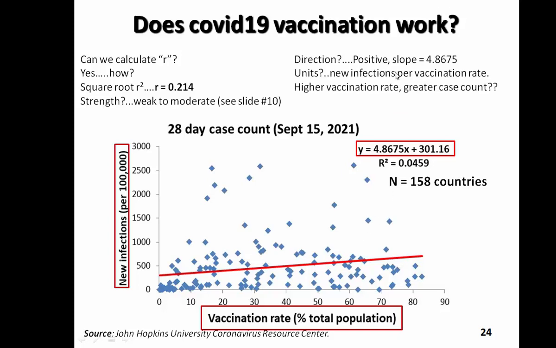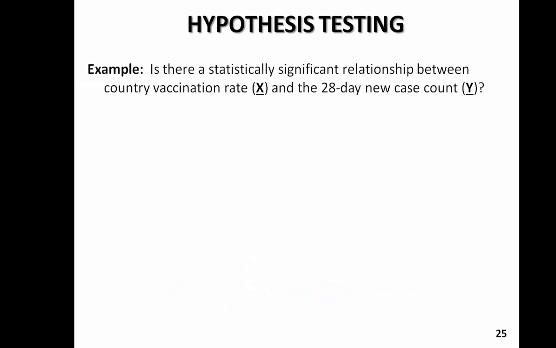And so what this positive slope would suggest is that those countries that report a higher vaccination rate as a percent of the total population predict a greater case count over the previous 28-day period. And so the next question we ask is if this relationship, as reported, is statistically significant. And that leads us into what we call hypothesis testing. This is statistical hypothesis testing, not research hypothesis testing.